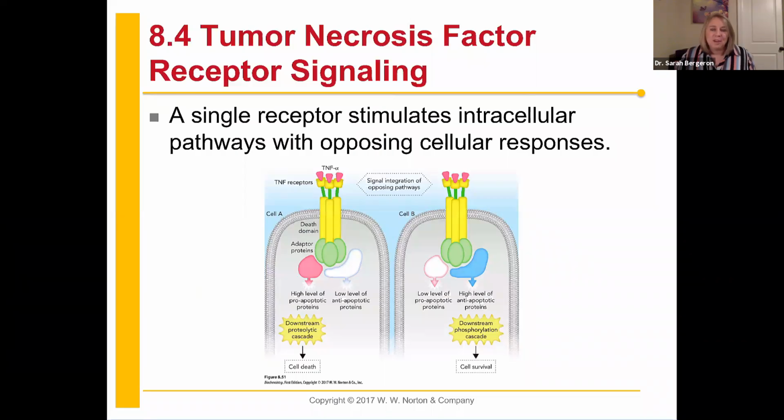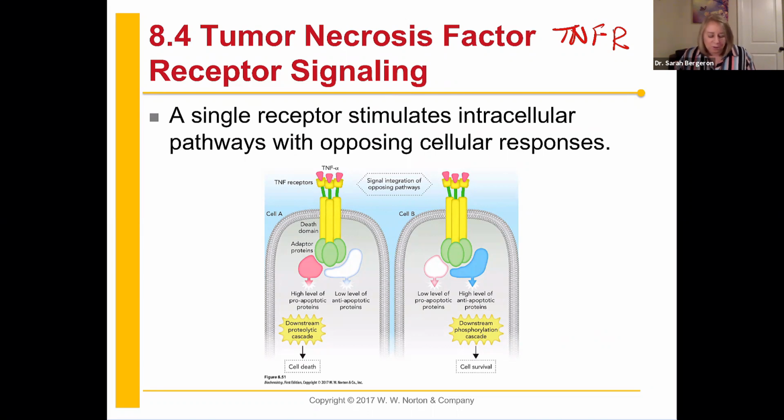All right, so we are on chapter 8, section 4, and we're going to talk about tumor necrosis factor receptor signaling. So they abbreviate that TNF for tumor necrosis factor, and then if it's a receptor, we just put the R, right? So this is a really, really cool signaling pathway because you have one single receptor that's going to stimulate two completely opposing pathways inside of the cell.